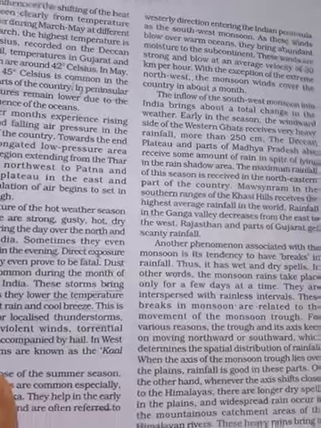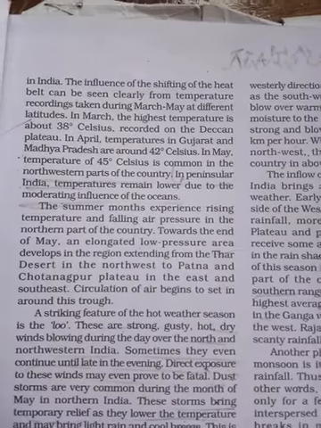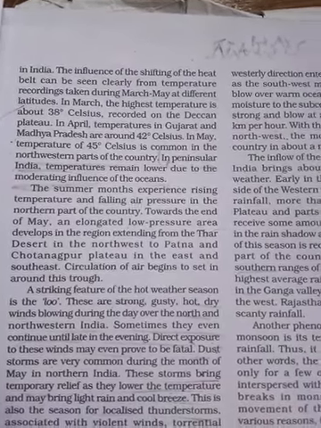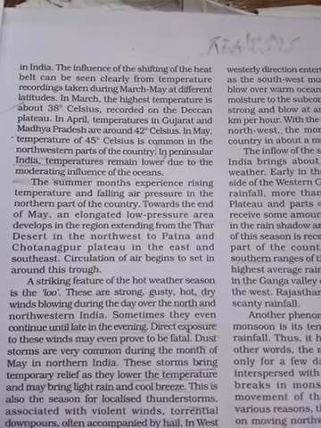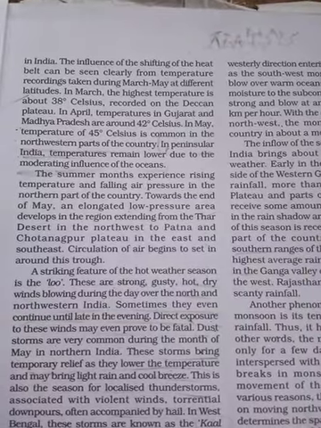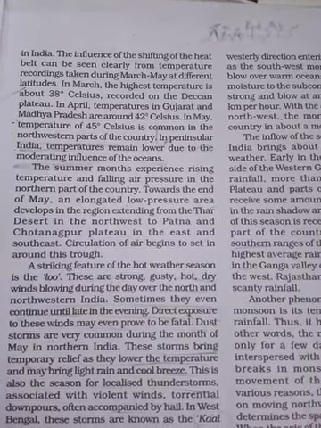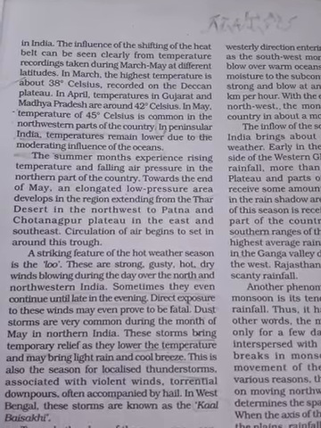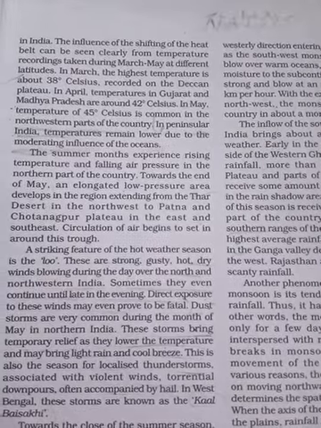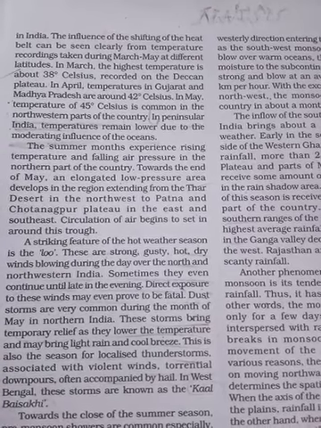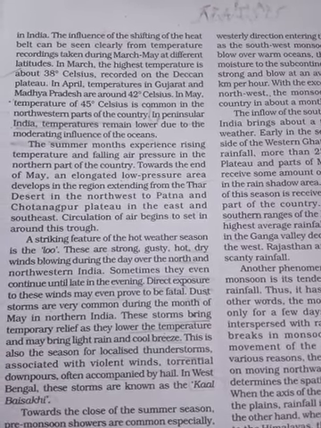Especially in India, the influence of the shifting of the heat belt can be clearly seen from temperature recordings during March to May. In March, the highest temperature recorded is 48 degrees Celsius on the Deccan Plateau. In April, the temperature in Gujarat and Madhya Pradesh is around 42 degrees Celsius. In May, 45 degrees Celsius is common in the northwestern part.